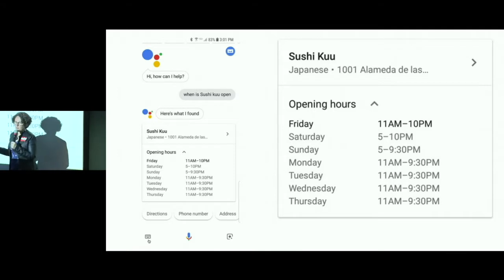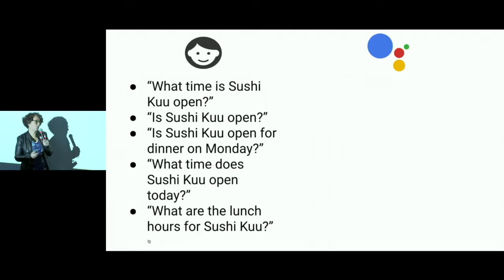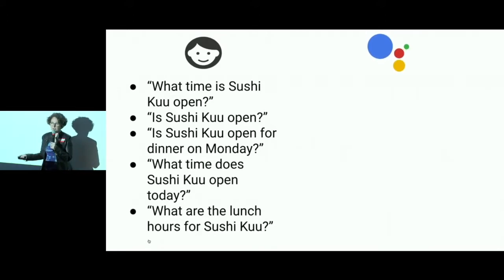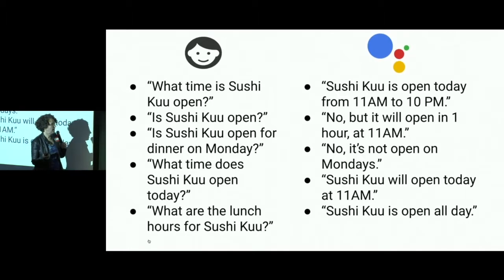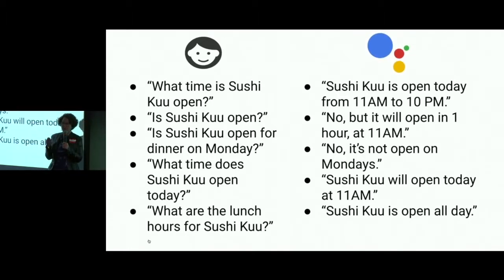But what about a voice-only situation? So if you're using a smart speaker, he realized that there's a lot of different ways that people might be asking for information. And we should actually answer these questions differently depending on what was asked. So for example, if I say, is Sushi Ku open? That is a yes-no question. The first thing that we should say is either yes or no. That's what they're looking for. But if they say, what time is it open? That's not a yes-no question. So he determined there were something like 66 different ways, different structures, in order to answer all these questions correctly.